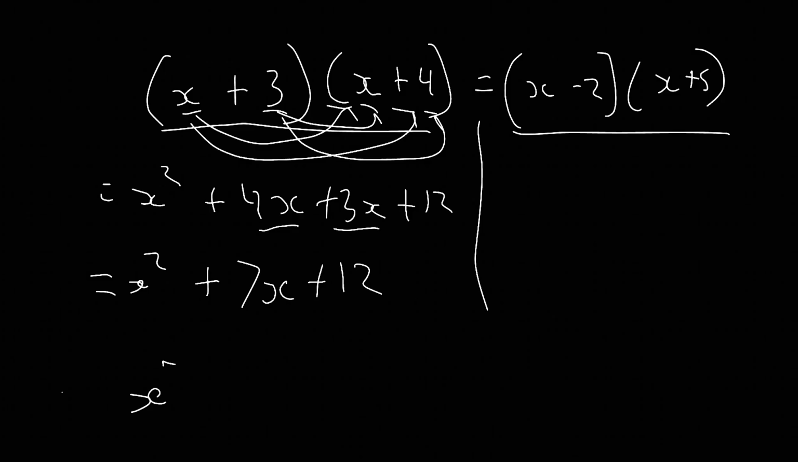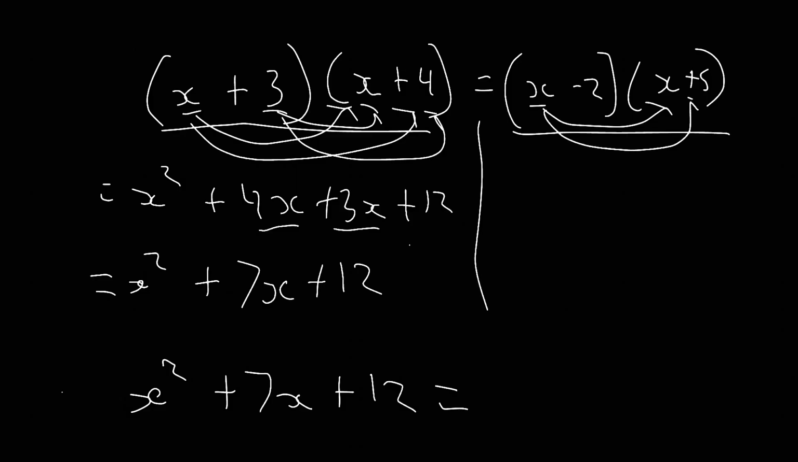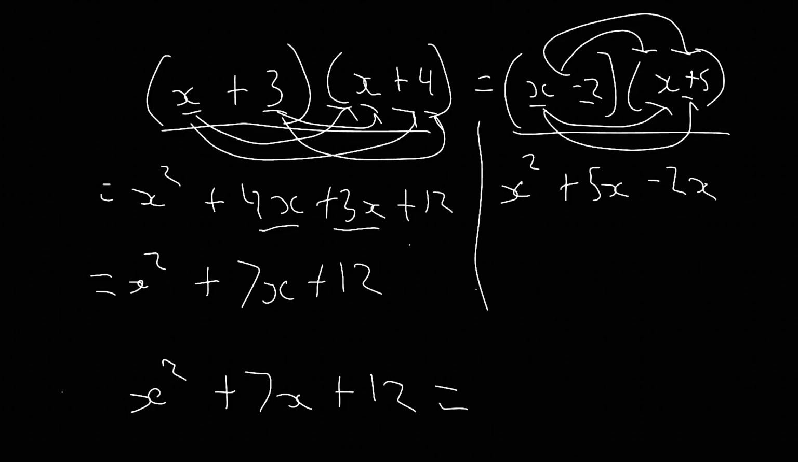So I can just put it down over here, plus 12 is equal to, and then let's expand the other double bracket. So x multiplied by this x and this 5, so x times x is x squared, and then x times plus 5 is plus 5x. And then I have this minus 2 times this x, and then times the plus 5. So minus 2 times x gives me minus 2x, and then minus 2 times plus 5 gives me minus 10.